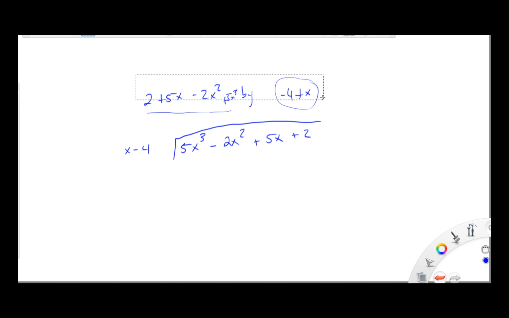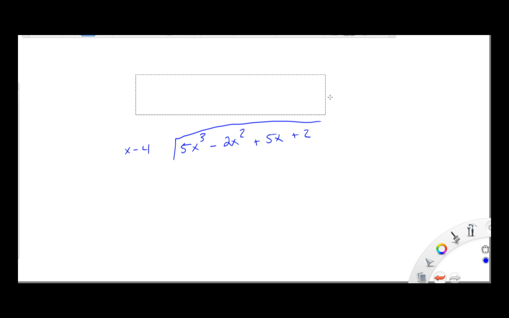What do we do with this whole expression? Okay, we're dividing polynomials, so we have to figure out what we're going to have to multiply here to get a 5x cubed. Well, we're going to multiply by 5x squared, because 5x squared times x is 5x cubed.